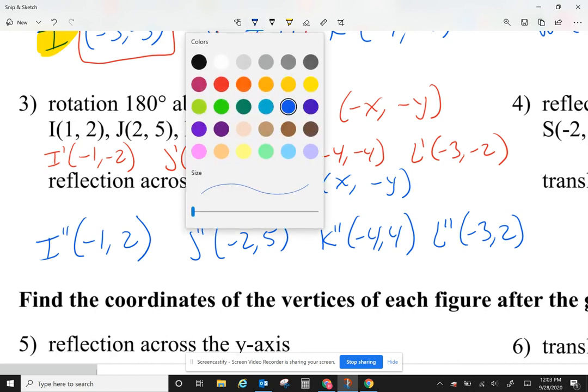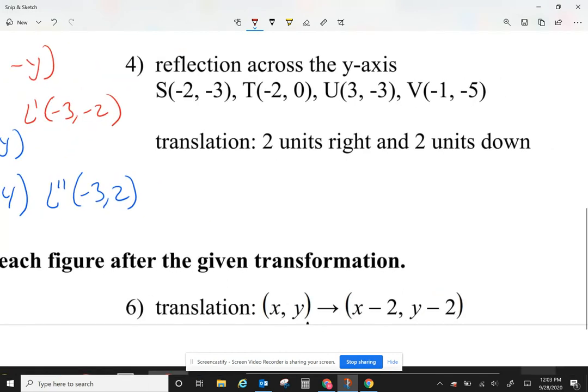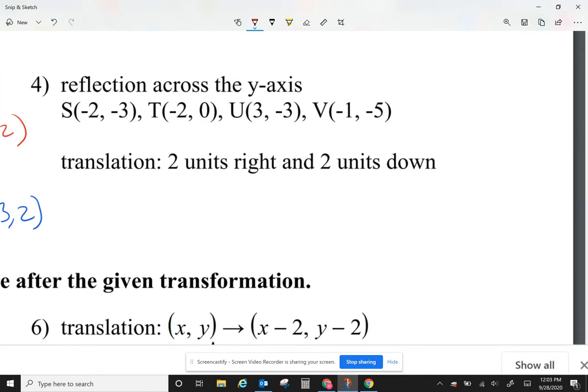All right, guys, our last example, let's take a look at question number 4. First, it says reflection across the y-axis. I look on our notes and it says reflection across the y-axis, (x, y) becomes (-x, y). So all I'm going to do is switch the sign on the x. Okay, so if I was looking at s prime, my values will be (2, -3). I switched the sign on the x.